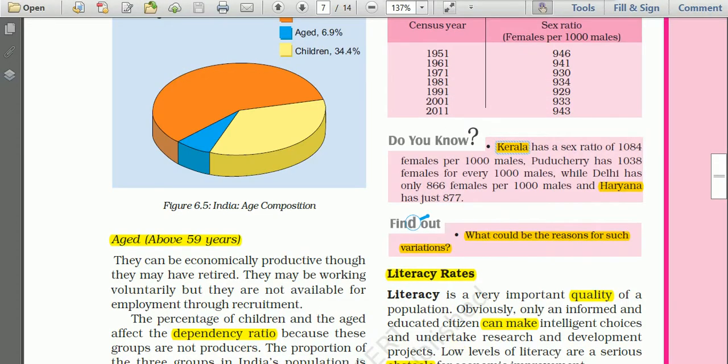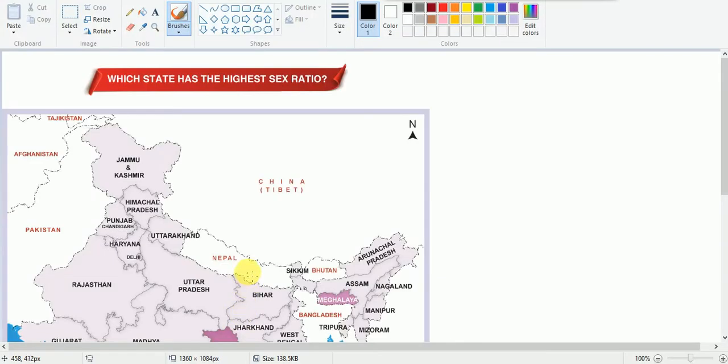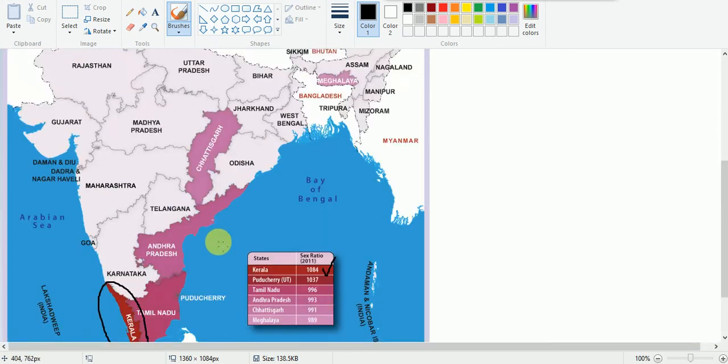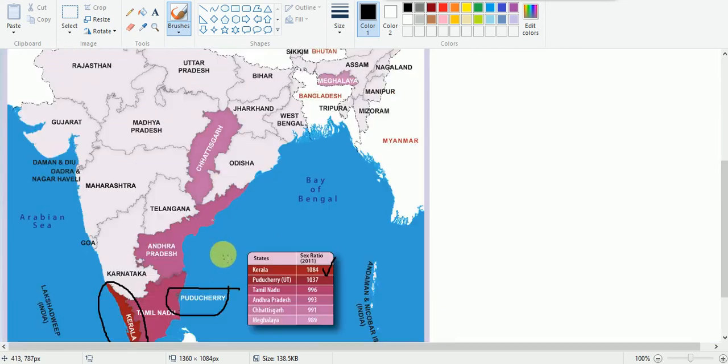Okay, then we have this one. If you see this map, you will find that Kerala has the highest sex ratio. Just see here, Kerala has 1084 females per 1000 males. Puducherry is here. Puducherry has 1037 females per 1000 males. And likewise, these are some of the states.